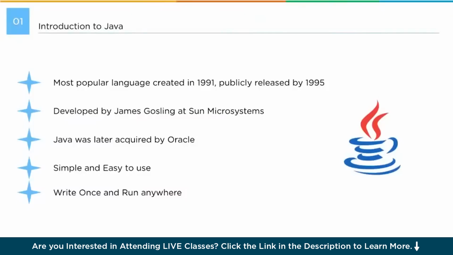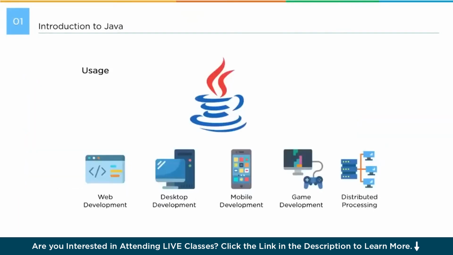So, when we talk about Java, it is one of the most popular programming languages out there, and it was created way back in 1991, but it was publicly released only in 1995. It was developed by one of the famous developers of our generation, James Gosling at Sun Microsystems, and then later Java was acquired by Oracle, and today Oracle owns Java. Java is very simple and easy to use, and we will look at different aspects of how it is easy and simple to use. It's a write once, run anywhere type of programming language. Again, we will look at details into this particular concept as well.